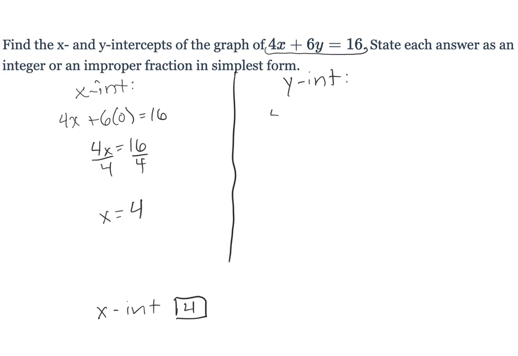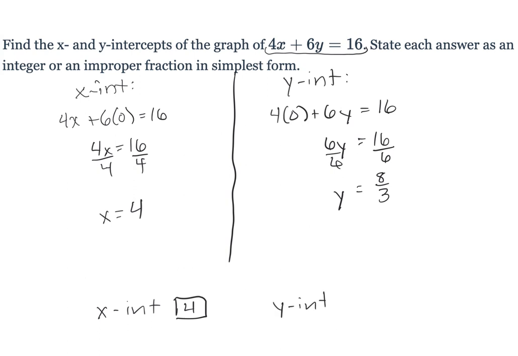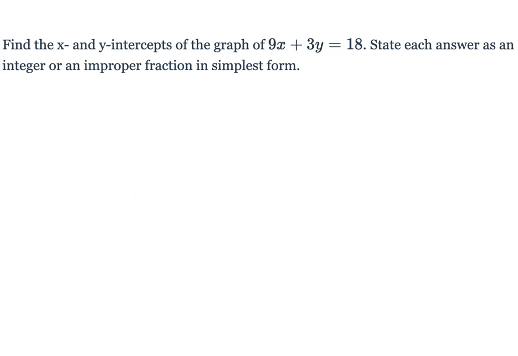Heading on over to the y-intercept. We have 4 times 0 plus 6y equals 16. 4 times 0 goes to 0. I'm left with 6y equals 16. Divide by 6, divide by 6. This time we can reduce it because those are both even numbers. And I believe it would be 8/3 if we reduce that down. So into our box, we would type in 8/3.